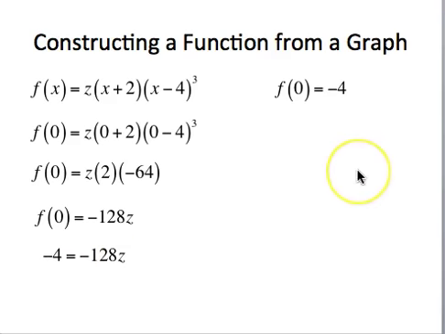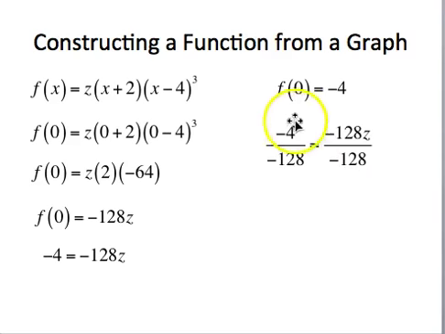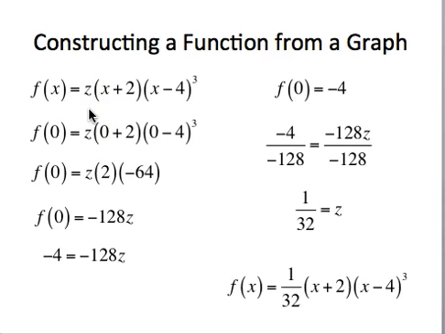So if f of 0 is negative 4, it has to be negative 128z. So negative 4 divided by negative 128 is negative 128z divided by negative 128. And we get 1 over 32 equals z. So we're able to go ahead and place that z in here to say f of x equals 1 over 32 times x plus 2 times x minus 4 cubed. And that will conclude this lesson.